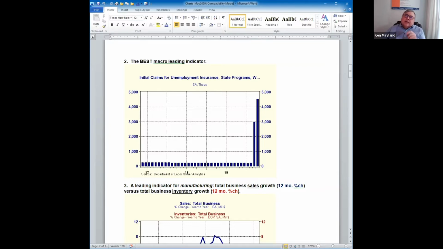Another advantage of these initial claims for unemployment compensation is that this is one of the few economic data series that comes out weekly. These numbers come out every Thursday morning at 8:30 in the morning, released by the U.S. Department of Labor. So if you're really interested, every week you can get a fresh reading on the economy.